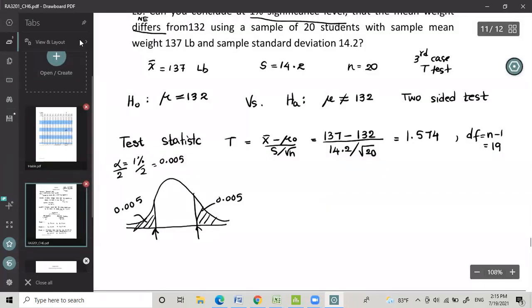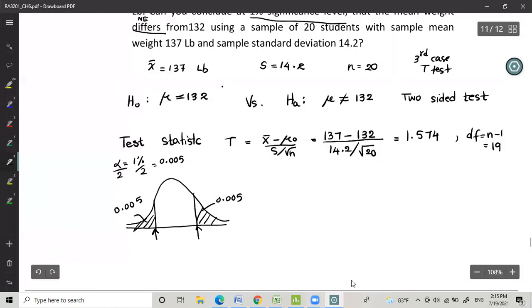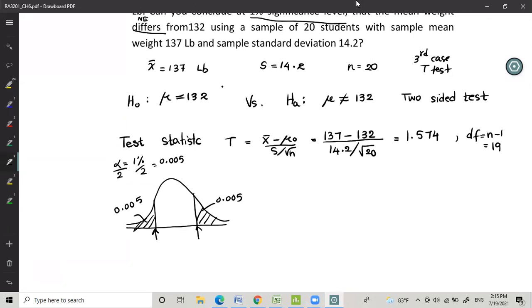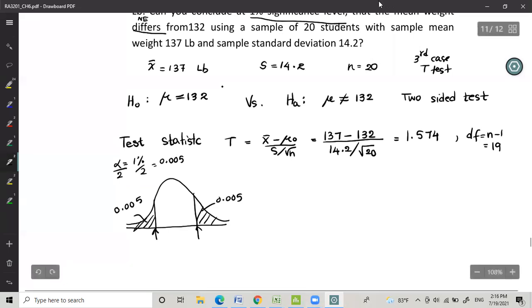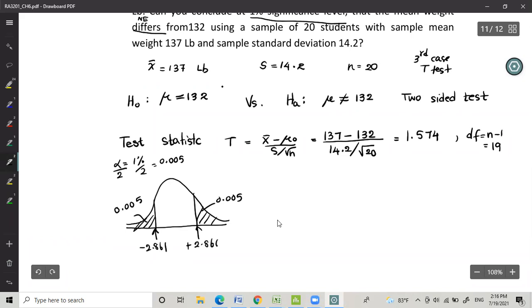So that will be plus or minus, by symmetry, 2.861. 2.861 plus or minus. So here's your rejection region. The colored area is the rejection region. So what is the next step?